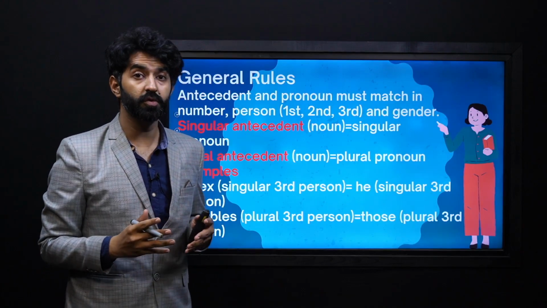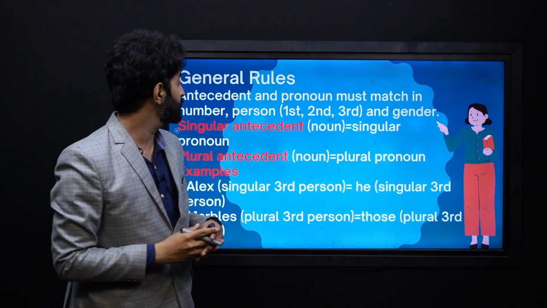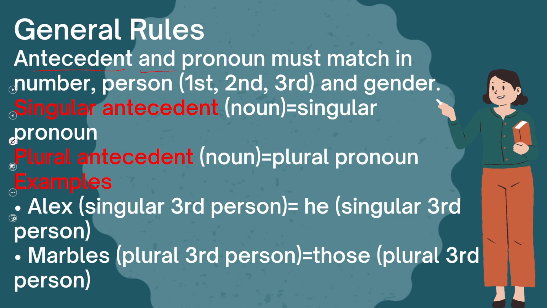Let's see some general rules for using our pronoun antecedents. Antecedent and pronoun must match in number, person, for example first, second, or third, and gender. We have a singular antecedent with a singular pronoun. With a plural antecedent, we have a plural pronoun. For example, Alex is a singular third person, or he is a singular third person.